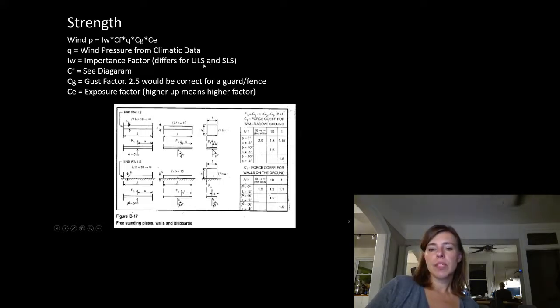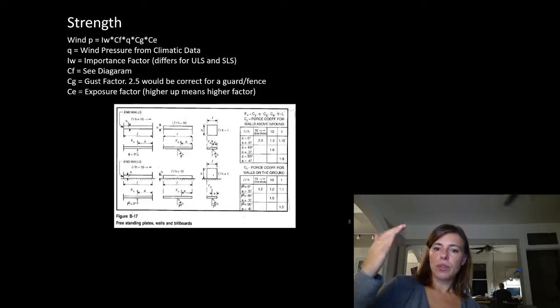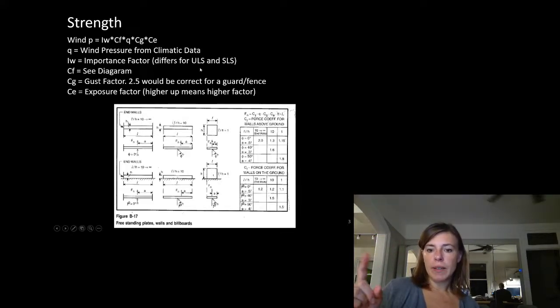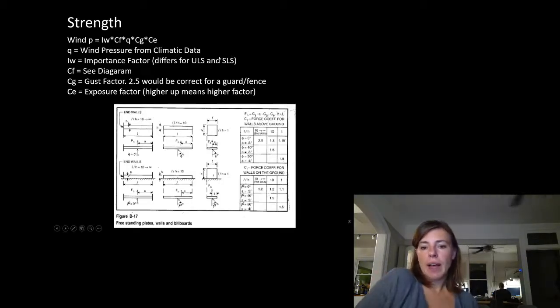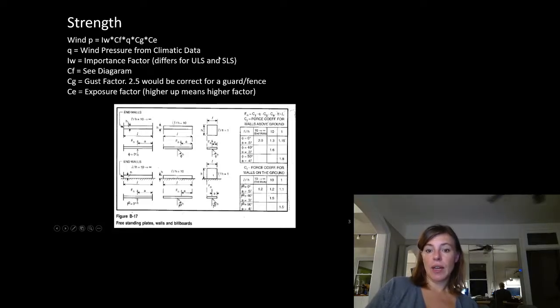Importance factor differs for ULS and SLS, so we usually keep it at 1, but then we have our combination factors for strength, and then for serviceability, we have an importance factor of 0.75 for wind.